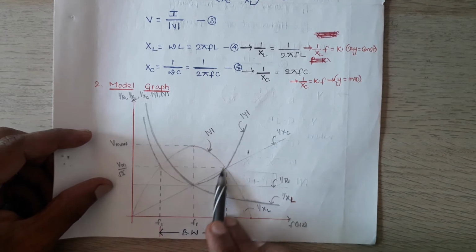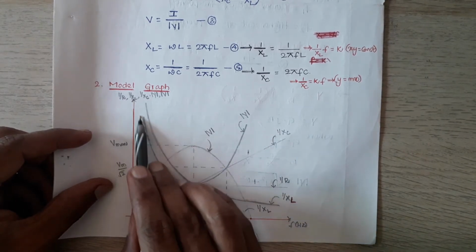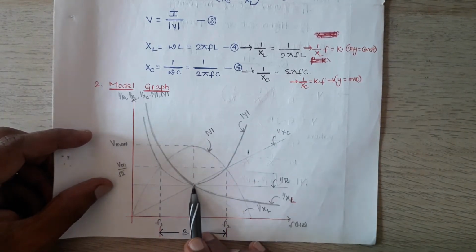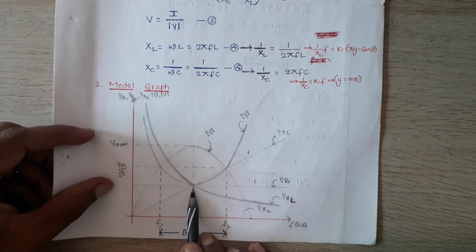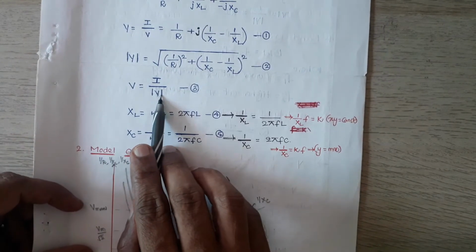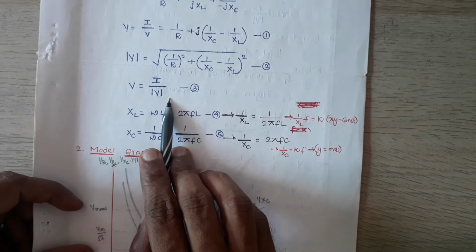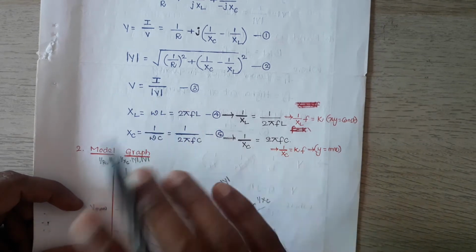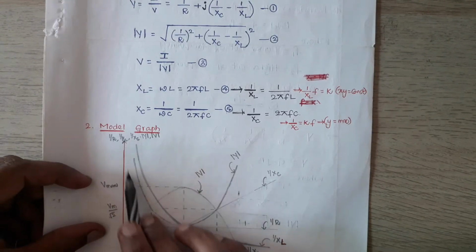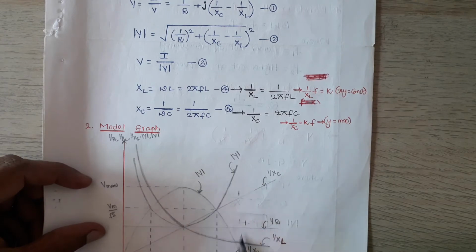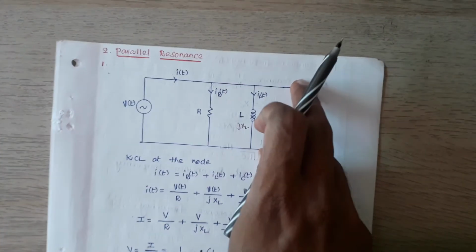So this is the mod Y curve, the admittance curve. It equals 1 by R. After getting 1 by mod Y, V equals I by mod Y. So it is the inverse of admittance. The inverse of admittance is voltage, so this is a voltage curve, the voltage across these parallel elements.